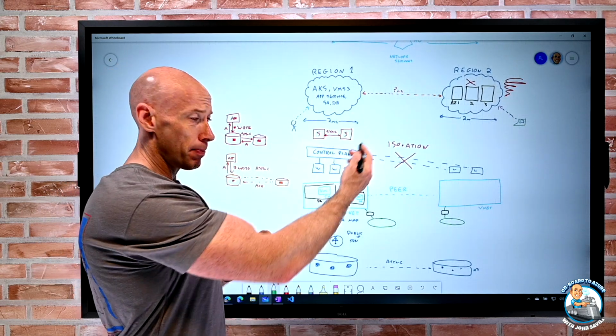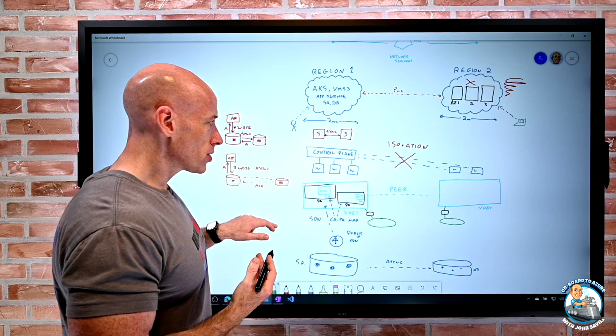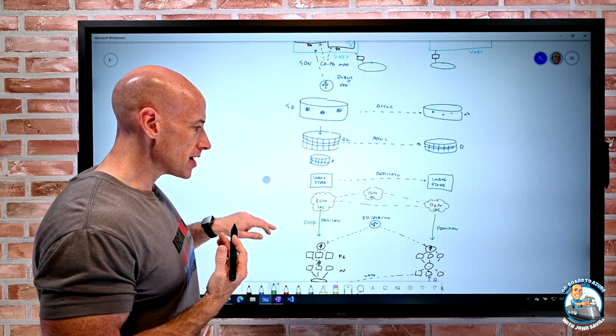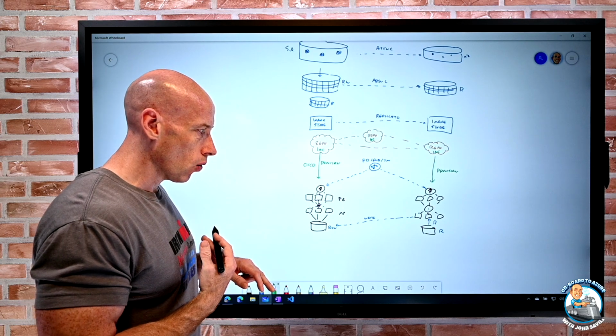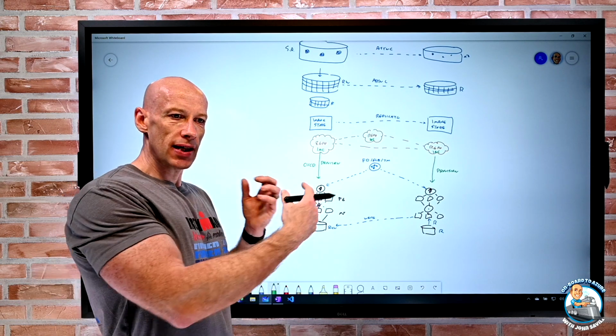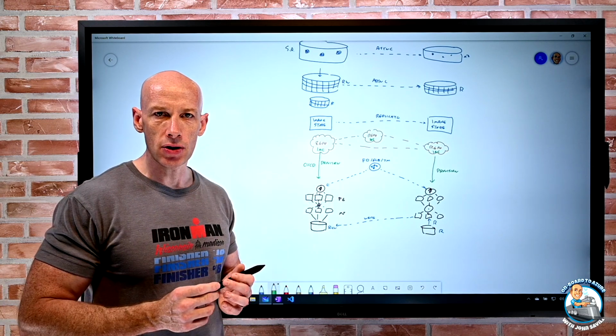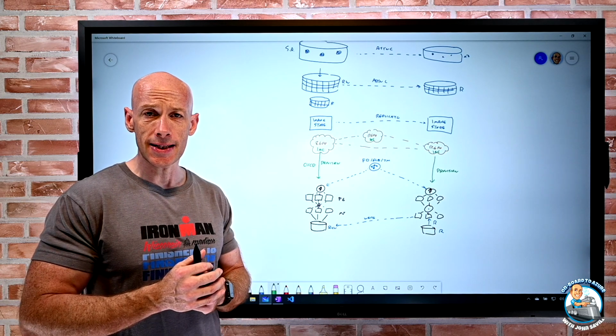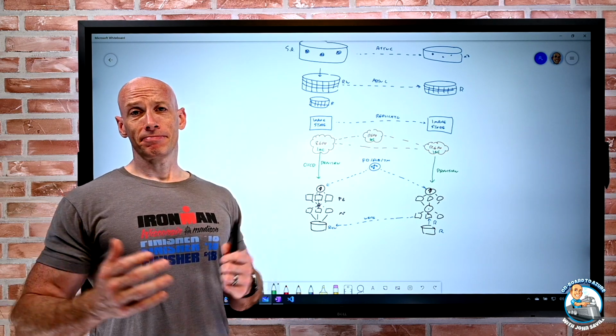One, there's pain because of the state, but also we really wouldn't want it anyway. It's better for us to have that control and have those separations so I don't have any cross-region requirements or dependencies. And that's it.